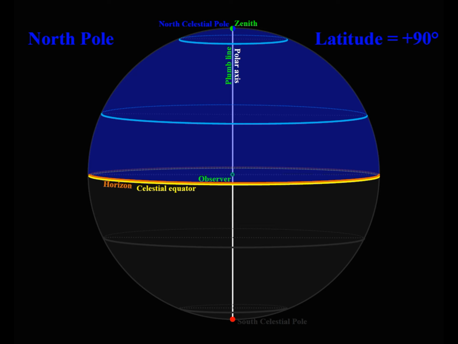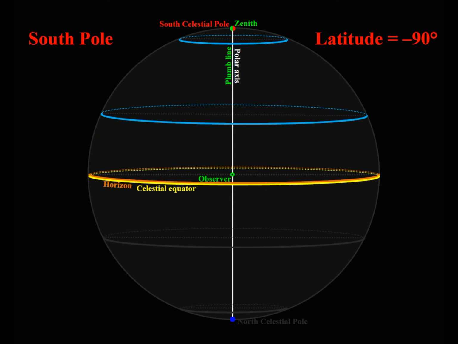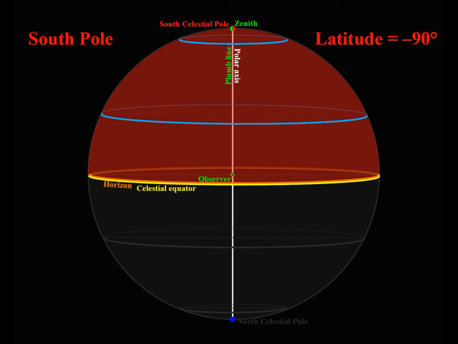If the observer is at the South Pole, then he can simultaneously see all the stars in the south declination. The stars in the north declination are not available for observation.